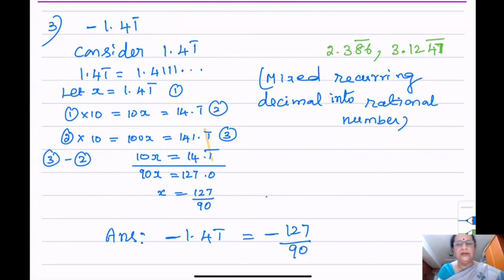In mixed recurring decimal, the first step is whatever digits are not repeated in the decimal part, shift it to the whole number part. So I'm going to assume this as x. I don't want the 4 digit in the decimal part. I want to shift it to the whole number part. Then I should multiply equation 1 by 10. If I multiply equation 1 by 10, it becomes 10x is equal to, then the 4 will be shifted to the whole number part, 14.1 bar.